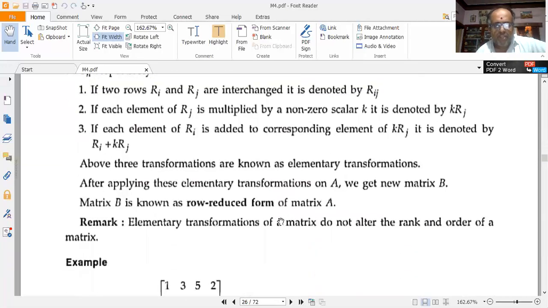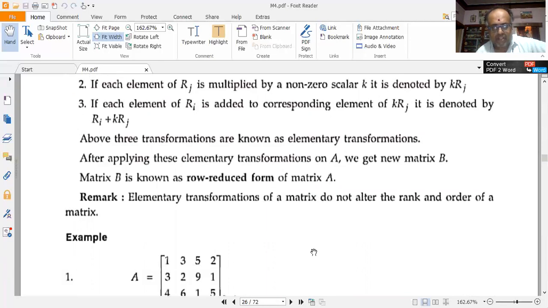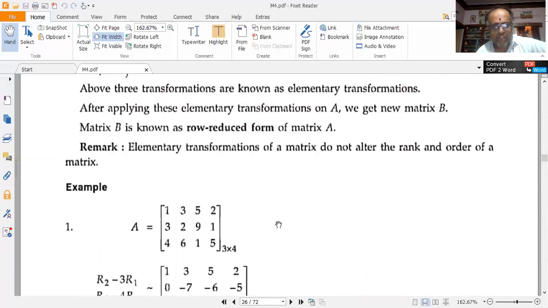After applying these elementary transformations on A, we get a new matrix B. This matrix B is called the row reduced form of matrix A. Elementary transformations of a matrix do not alter the rank or order of a matrix. That's a very, very important point to be remembered and considered also.